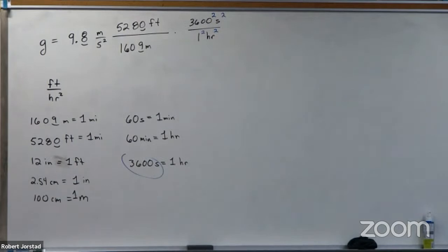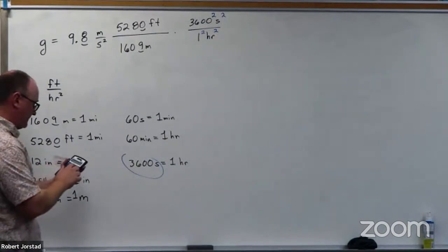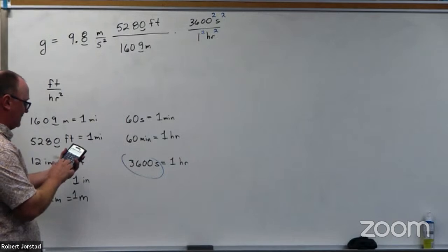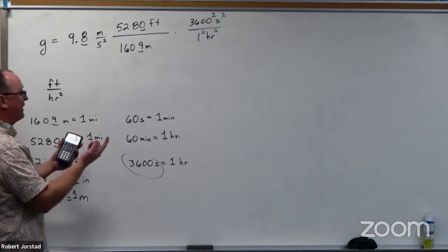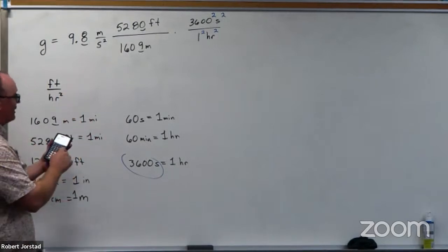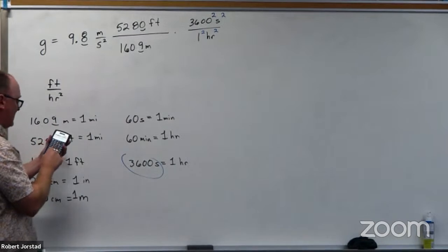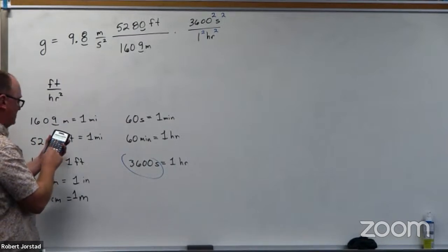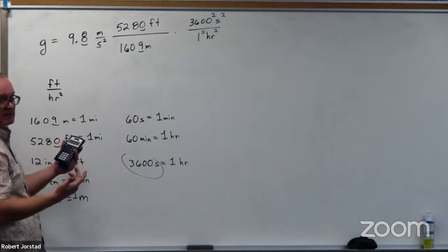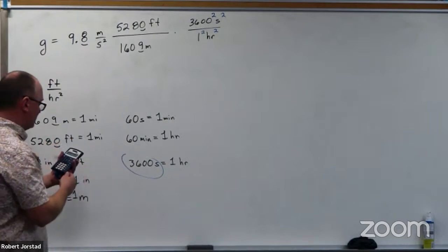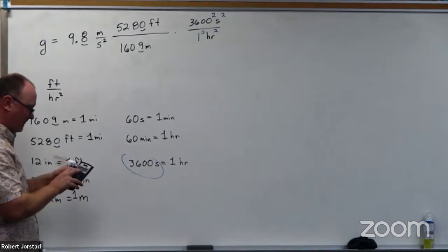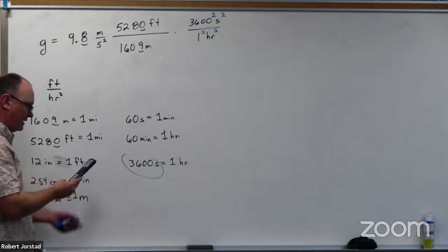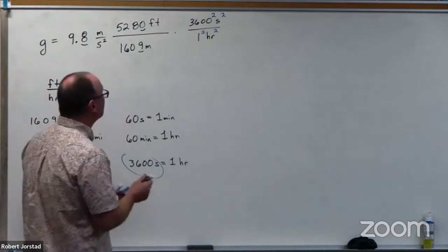I'm gonna go to my calculator. You can punch it in however you want. 9.8 times 5280. I like to go all the way across the top. Times 3600 squared. Then I'm gonna go back and divide by anything on the bottom. Divide by 1609, divide by 1, done. So I got a really big number. This is kind of annoying, so I'm gonna change the notation just to make it easier to read. I'm gonna go to scientific mode, and I get 4.168 times 10 to the 8.